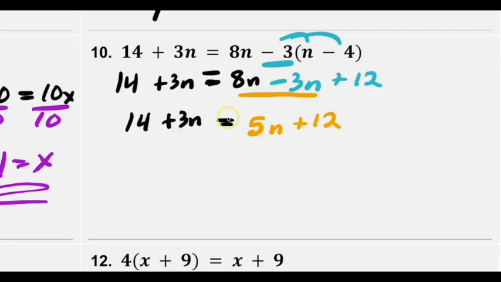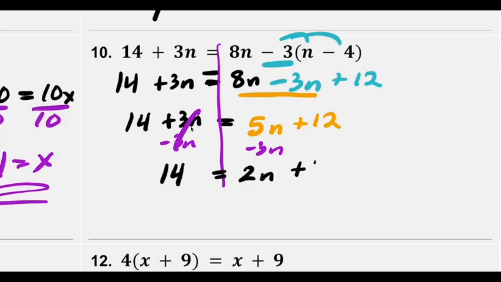Now we're going to solve. I like to get rid of the smaller variable when possible. So let's subtract off this 3n from both sides. Probably should put the equal sign down. These cancel out. I get 14 equals 2n plus 12. Now we're just going to solve it. I got the 2n right there. I want to solve for it. Let's get rid of that 12. Minus 12 from both sides.